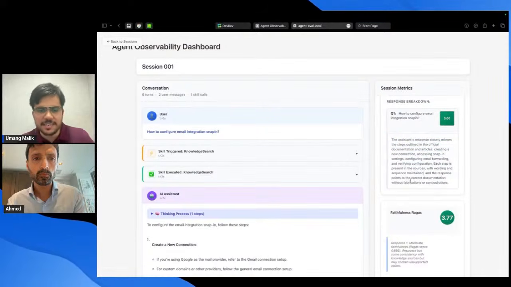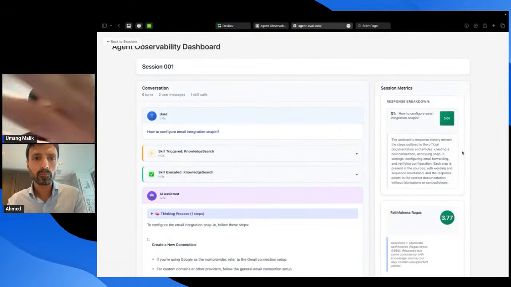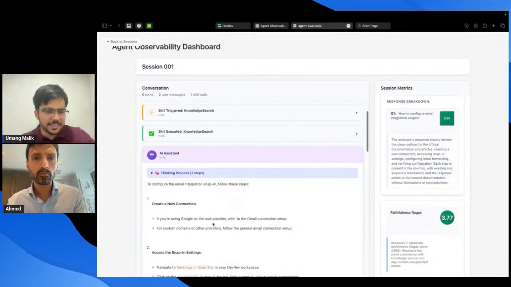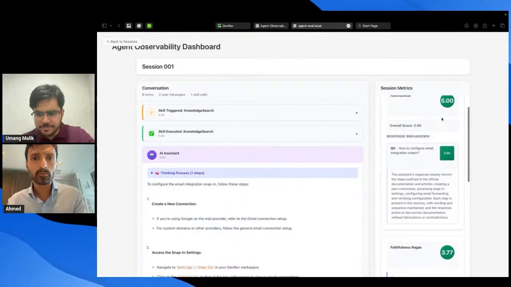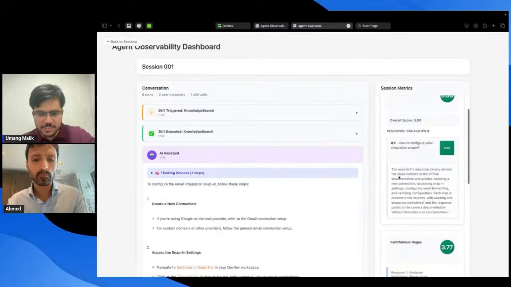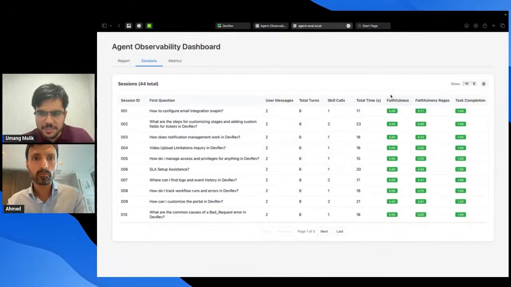So while measuring, it has access to the response of knowledge search, which it uses to verify that this agent response is actually grounded to this context. So this is the explanation for this particular score. And let's also look at one of them with a low score.